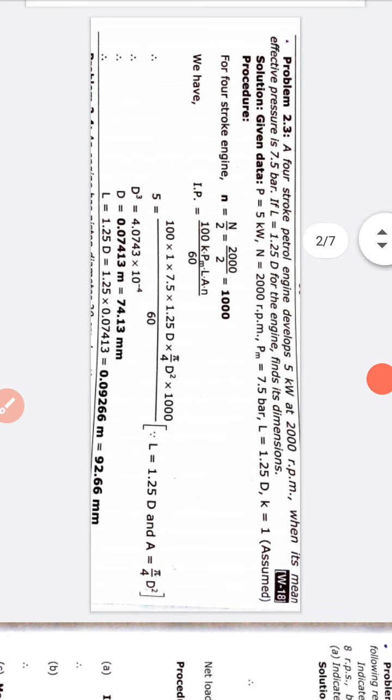So here you have to analyze the problem. For that you have to read it. A 4-stroke petrol engine developed 5 kilowatt at 2000 revolutions per minute when its mean effective pressure is 7.5 bar. If L is equal to 1.25 D for the engine, find its dimensions. So you have to find the dimensions of the engine, meaning you have to find out the piston diameter and stroke length.